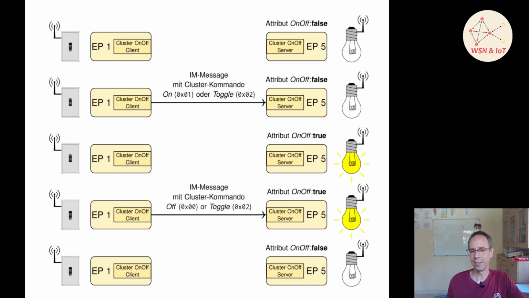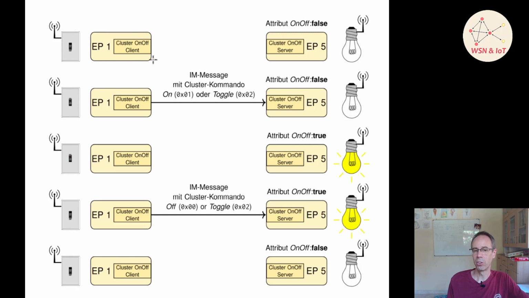For example, the on-off cluster has the attribute on-off. It can be either true or false. And there is a client cluster and a server cluster. The server cluster holds the attribute, and the client can change the attribute or send commands so that the attributes are changed on the server.